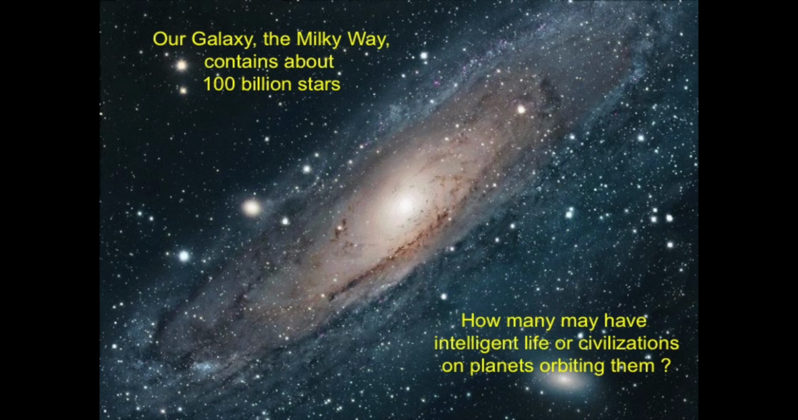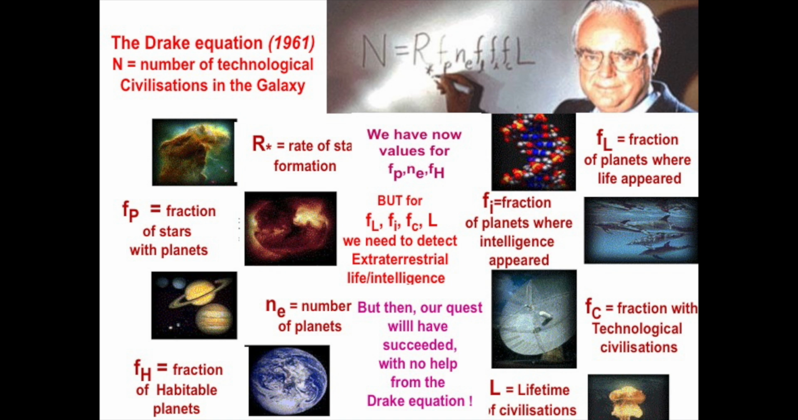And preparing the agenda of that conference, Drake tried to evaluate the chances of detecting radio signals, taking into account that our galaxy has a lot of stars, about 100 billion stars, and to see how many of them may have intelligent life or civilizations on planets orbiting them. And he formulated this famous equation, you see him there writing it in fact, where N is the number of civilizations in the galaxy, and it's a product of various factors, where the first one is the rate of star formation in the galaxy, how many stars are formed.